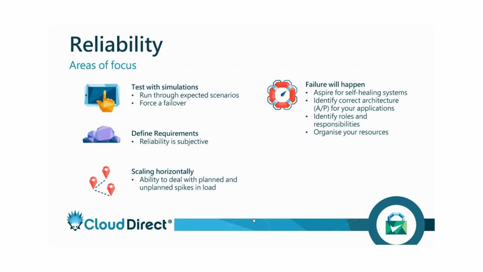Identifying the right architecture for your application, whether that's simply production, active, passive constructs, which we're going to have a look at in a minute. And then identifying roles and responsibilities. When something goes wrong, who needs to be alerted, and who needs to fix the problems that are happening?